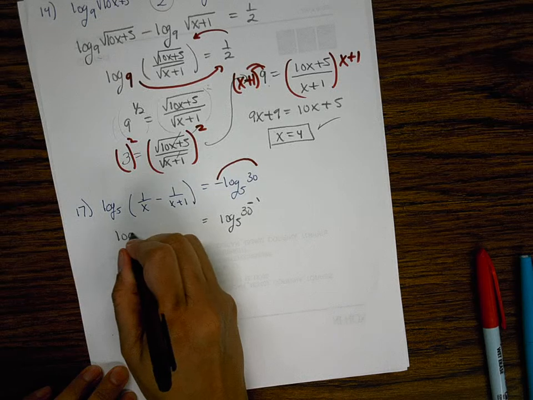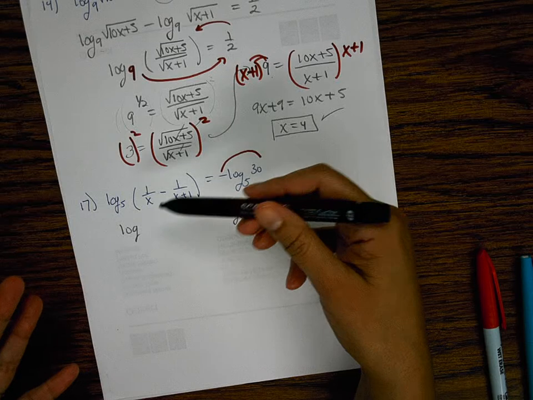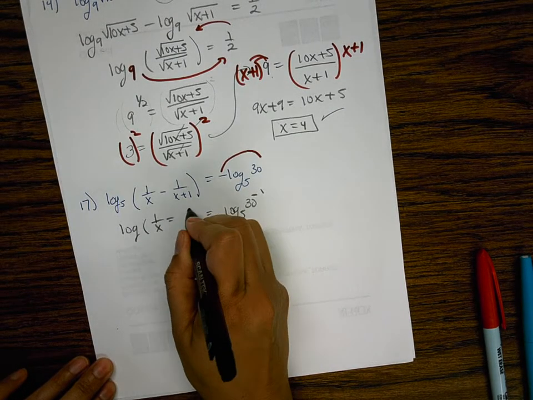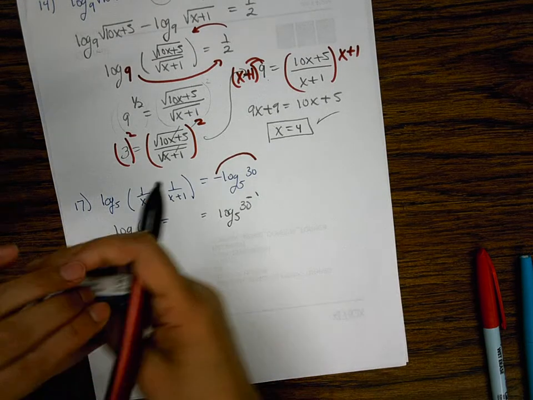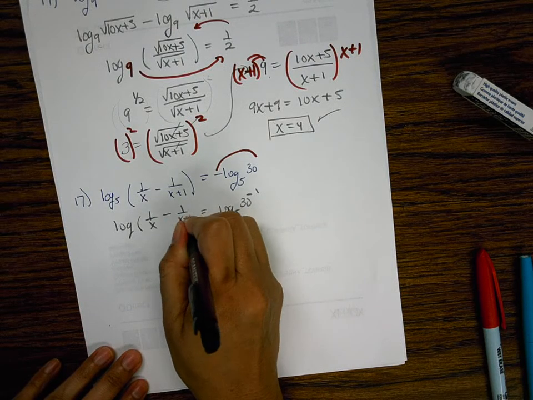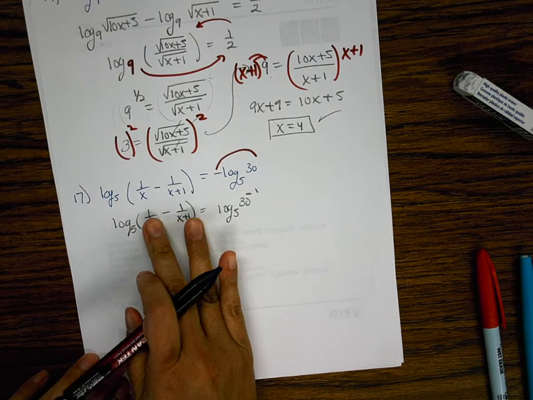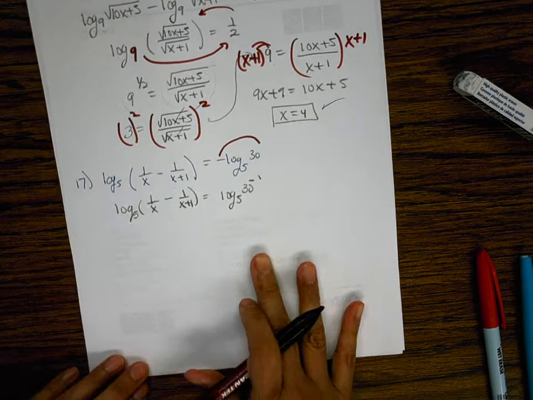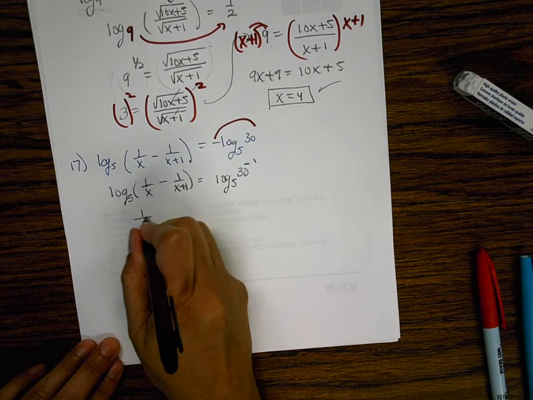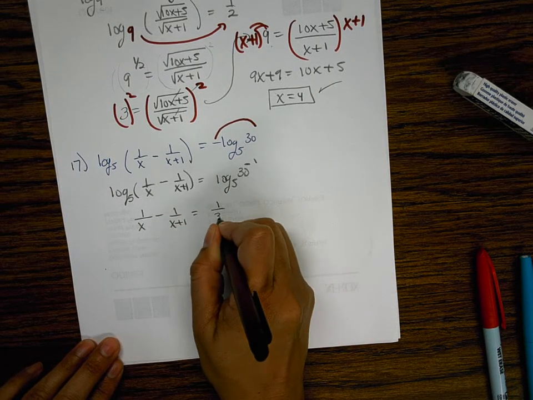Now, you can condense it now. I'm just going to leave it. When I did this one with the Zoom video, I did it a little differently. So those of you that were there for the Zoom video now have 2 ways of doing it. In the video I combined these first. This one I'm not going to. I have exactly one log on each side. They both have the same base. I'm going to drop it. 1 over x minus 1 over x plus 1 equals 1 over 30.